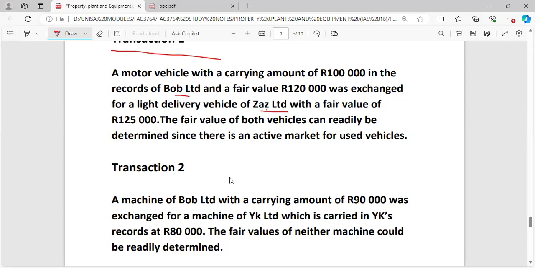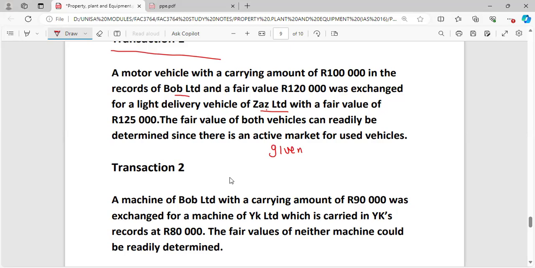But that's another area that you guys should be careful about when you are answering your questions. I think we use the fair value of the asset that is being given up. So Bob is the one who is giving up. Am I right? Yes. Okay. So we look at the fair value of Bob Limited. Normally it will be a comprehensive question. So when you are at this part of the question, always look at the given up asset.